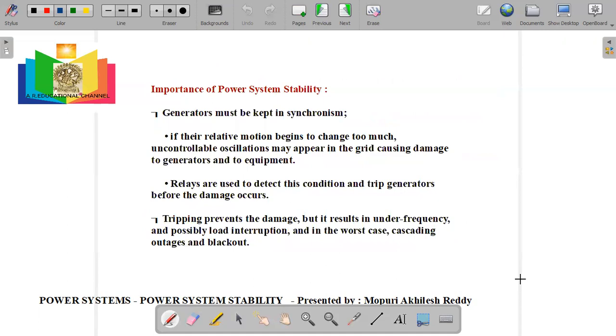Importance of power system stability. What is the importance? Generators must be kept in synchronism always. If the relative motion between them begins to change too much, what will happen? Uncontrollable oscillations will appear in the grid, which cause damage to the generator and to the equipment connected to the grid. Relays are used to detect this condition and trip the generators before the damage occurs. Tripping prevents the damage, but it results in under frequency and possibly load interruption. And in the worst case, cascading outages and blackouts will come. These blackout concepts you will understand in power system protection techniques.